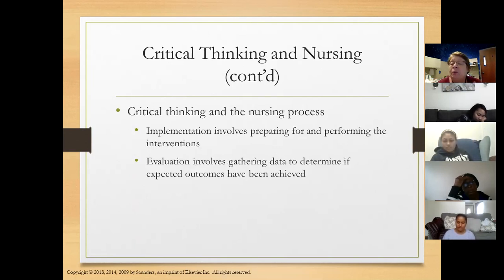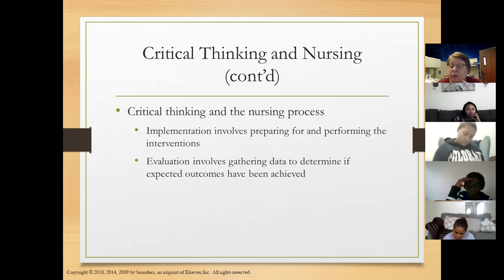Then we have to implement our plan, okay? We have all the equipment we need. What kind of interventions are we going to do to get to our goal? Interventions are things we do to get to our goal, actions that we take. And then we evaluate. So we're going to gather some more data to see if our expected outcome's been achieved.